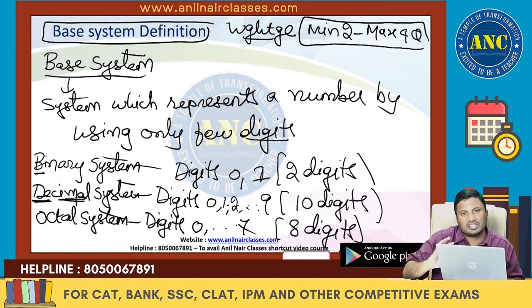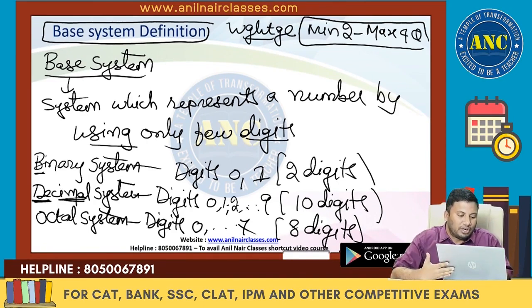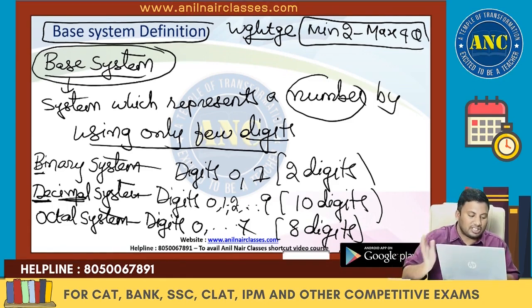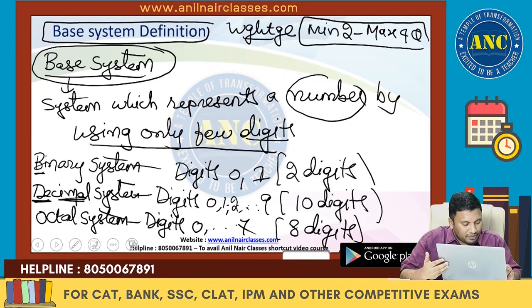Decimal system is a system which uses only 10 digits. If I am using only a few digits to represent a number, then that system is called a base system.